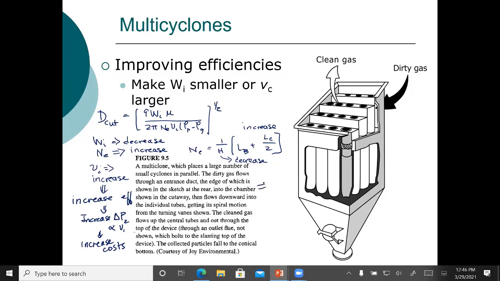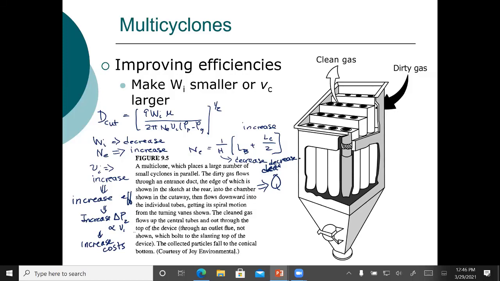So the problem we have is we can accomplish these, but if we do that, it is going to decrease flow. So if it decreases the flow rate, we can't treat as much gas. The way that that is dealt with is with what is referred to as a multi-cyclone, and that's what you see in the picture here. What is created is a unit with many smaller cyclones running in parallel so that they can treat a larger flow.